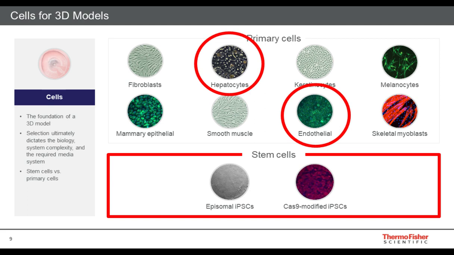And of course, there's the widespread use of stem cells such as iPSCs, which can be gene edited to make disease models, or if they're patient derived, they could be used to make isogenic lines for pairing controls and disease models for studying disease etiology in a 3D cell model.